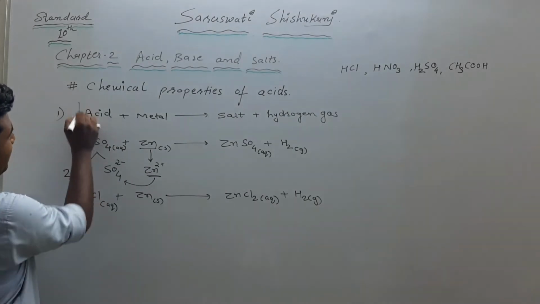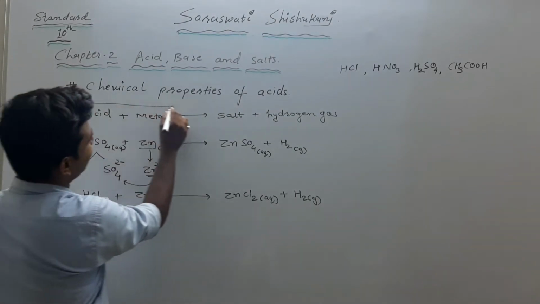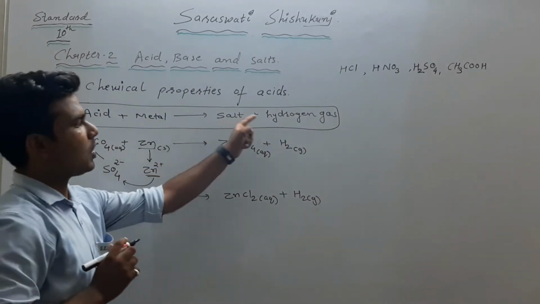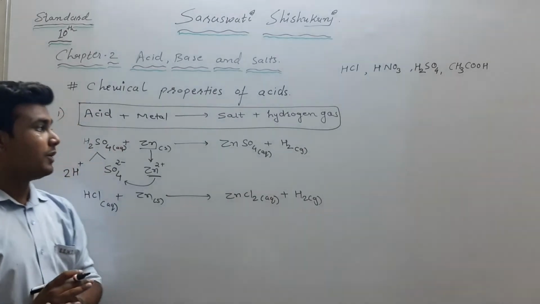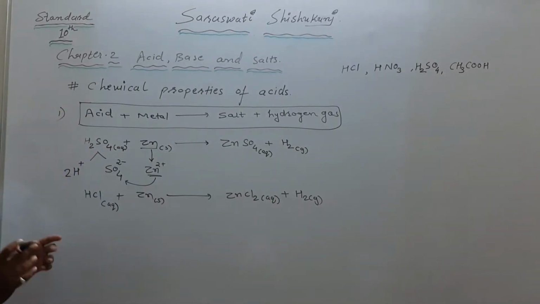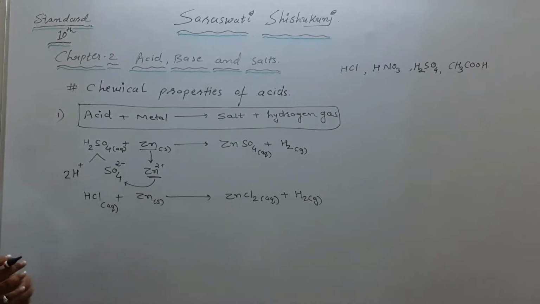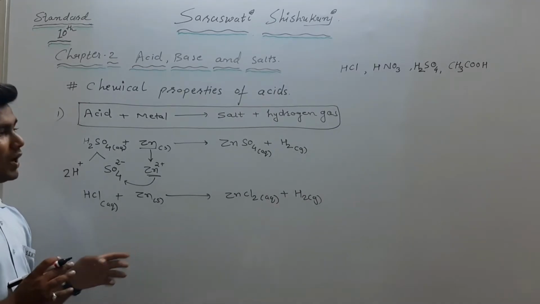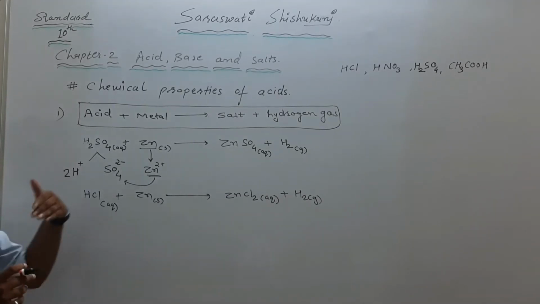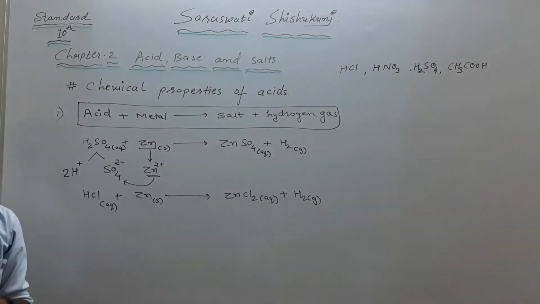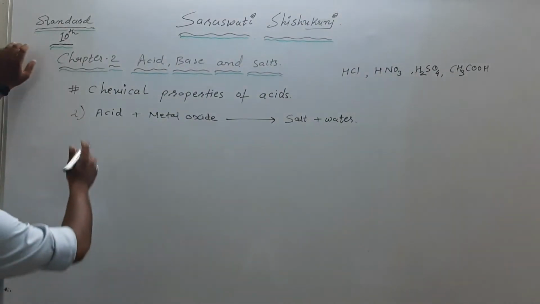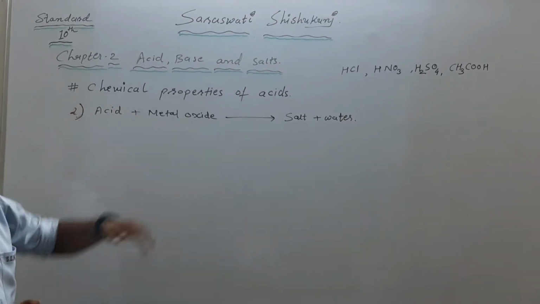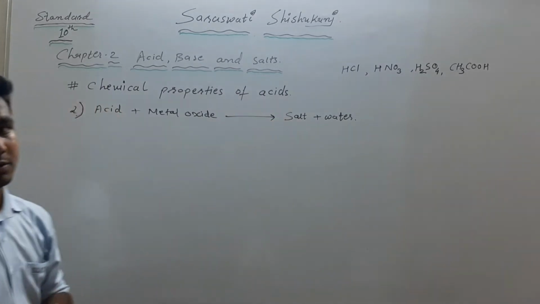So this way, when any acid reacts with a metal, it will give us salt and dihydrogen gas. The other chemical reaction, what was it? Yes, that was acid plus metal oxide, which will give us salt and water. So let's check the second chemical property of acid. The second chemical characteristic is acid plus metal oxide, which gives us salt and water.